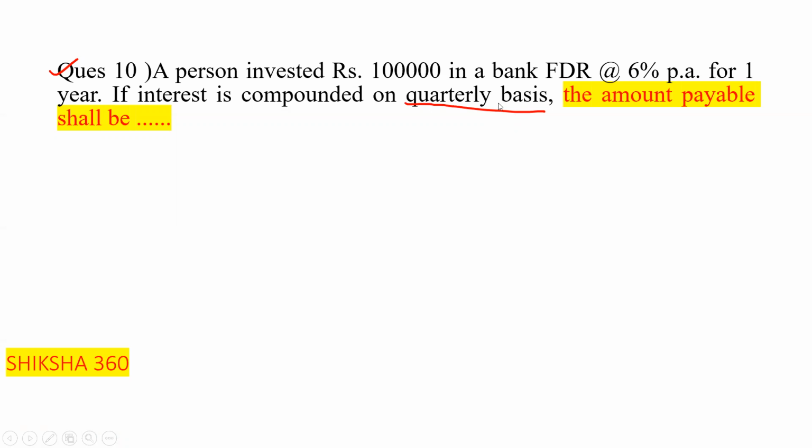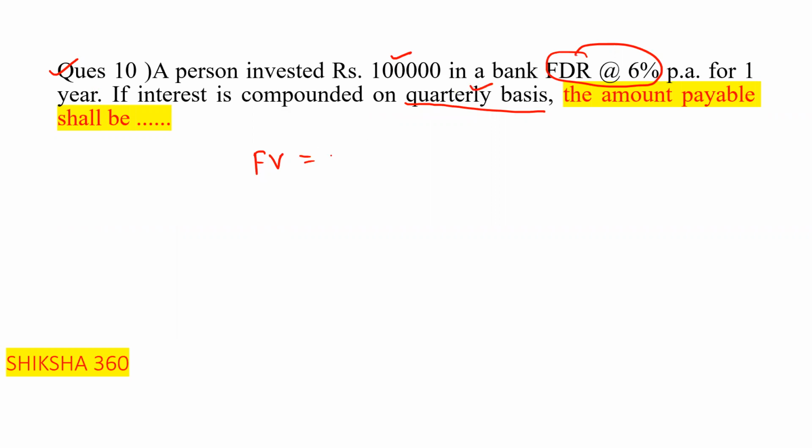First of all, they will ask on the yearly basis, then on the half yearly basis, and after that on the quarterly basis. Here, for the half yearly basis, we have to directly use the formula. A person invested rupees 1 lakh in a bank FDR at the rate of 6% per annum for 1 year. If the interest is compounded on a quarterly basis.